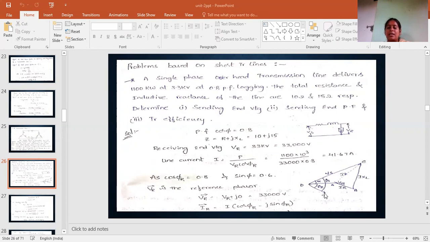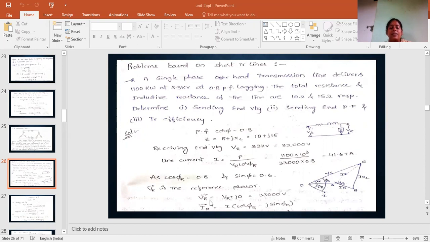In the phasor diagram, VR is the reference vector and Vs is at an angle of alpha, and I is at an angle of phi R with respect to VR, and Vs at an angle of phi s with respect to I. Okay, and the angle between Vs and VR is alpha. Okay, and the drop Z equal to R plus JXL.